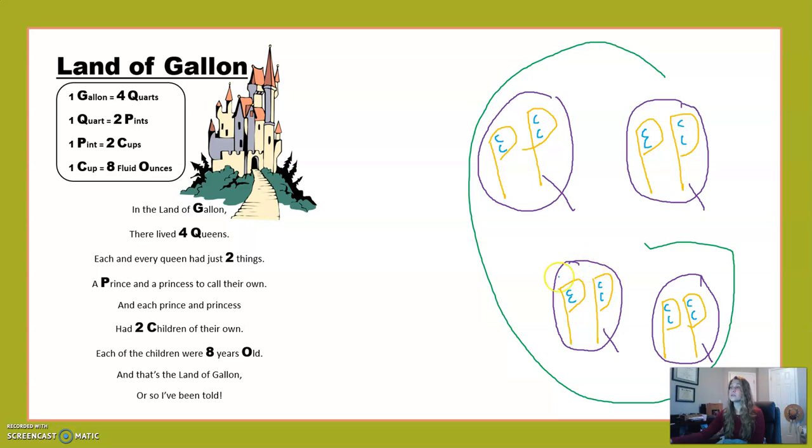I can also see that inside of 1 quart, there are 2 pints, but there are also 1, 2, 3, 4 cups. 4 cups make up a quart. Pretty cool.